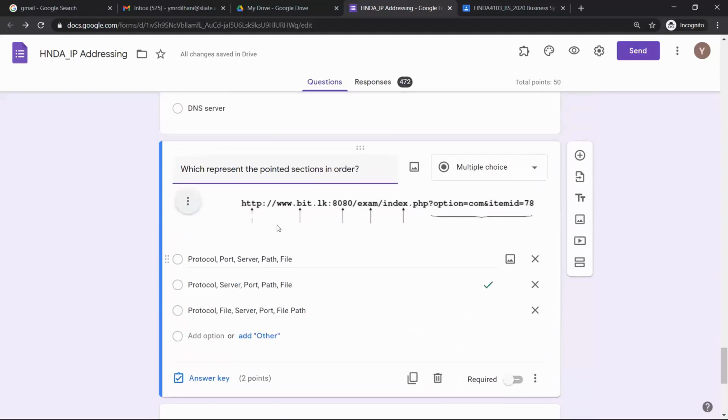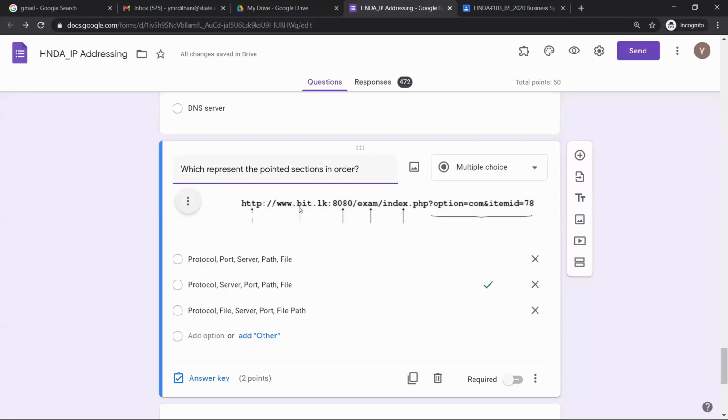And this one, the order of this is an address which is called a URL, right? Uniform Resource Locator. This URL has certain sections. So this is the protocol. The protocol is Hypertext Transfer Protocol, which is mentioned as HTTP. Sometimes you will have HTTPS on some websites, right? So that is called Hypertext Transfer Protocol Secure.